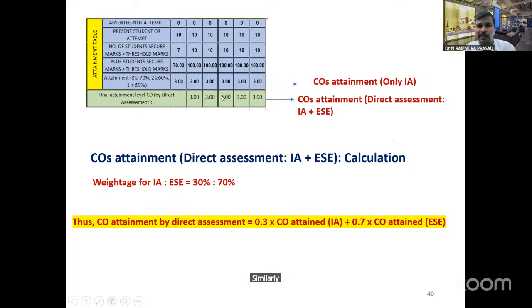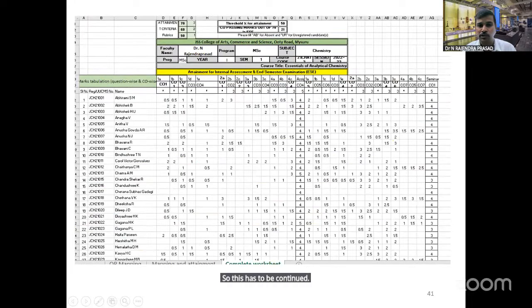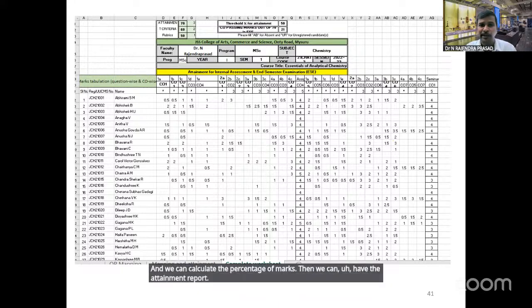Similarly, to get this, 0.3 into this plus 0.7 into this. So this has to be continued for each and every course. You see this? I told you, question-wise also we can enter the marks and calculate the percentage of marks. Then we can have the attainment report.